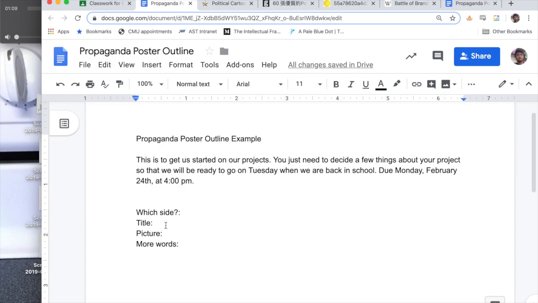You need a title, and this could just be the big thing that appears at the top of your poster. You will draw some kind of picture. You're not going to put the picture here. You're just going to write down your idea for a picture. And if there are any more words on your poster, you'll type them here.